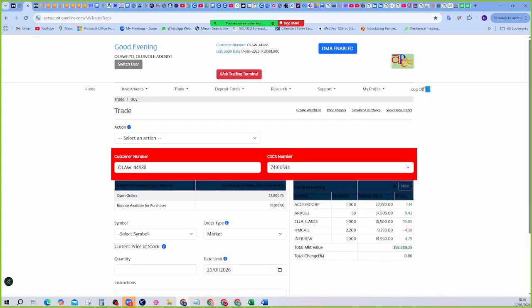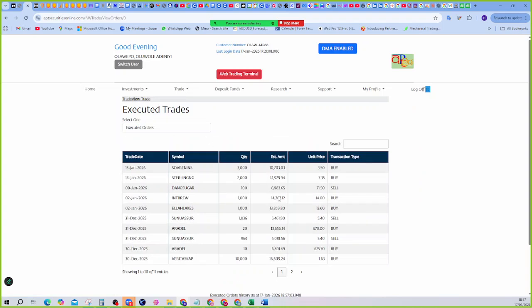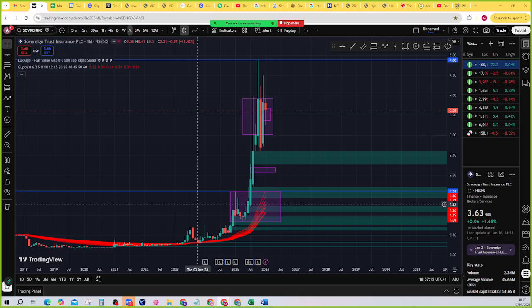My entry price should be... I want to reduce this holding self. It's getting too much. Okay, Sovereign. It's not even here. I will see it from my trade history. Okay, I was able to get it at 3 naira 50. So I just bought some. If it comes down lower, fine. But let me just buy some. If it can come down to maybe 2 naira or 3 naira self, that's good.